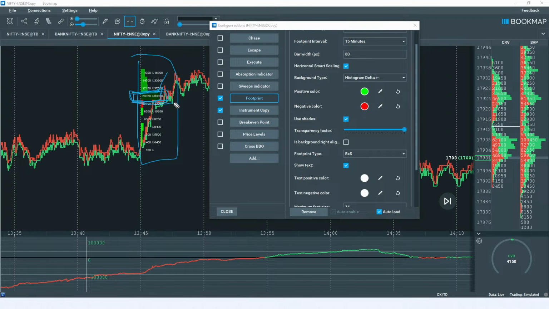So you can ask, what is the use of it, where can we use this information? Don't worry, I will definitely discuss that. Let's try to understand the settings in the first place, and after that I will explain the use cases using both the footprint and the absorption indicators.